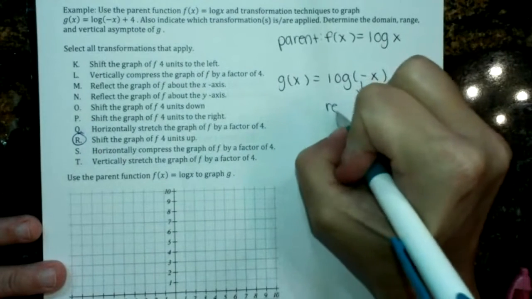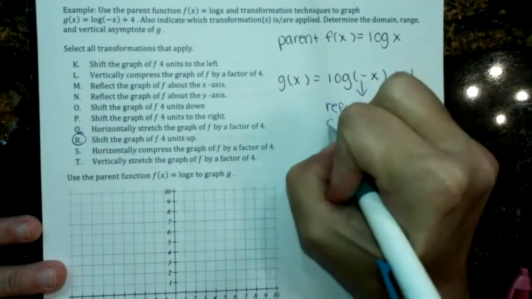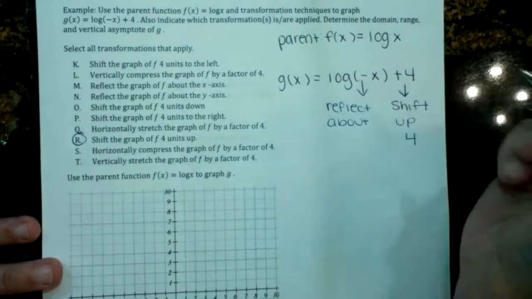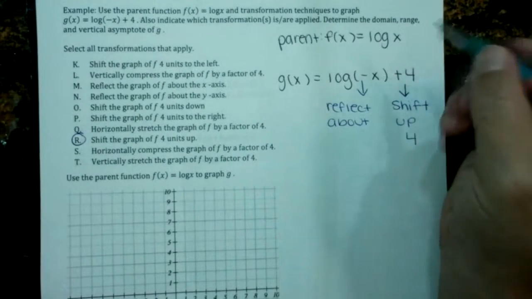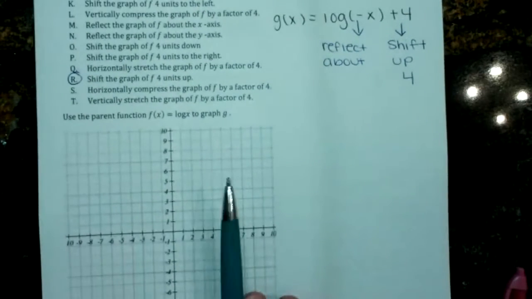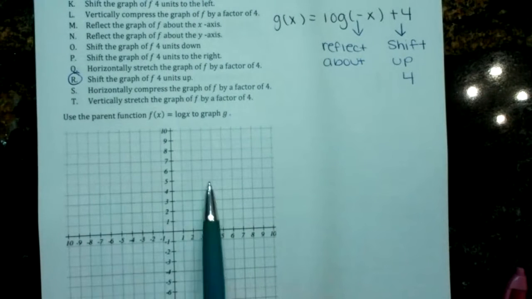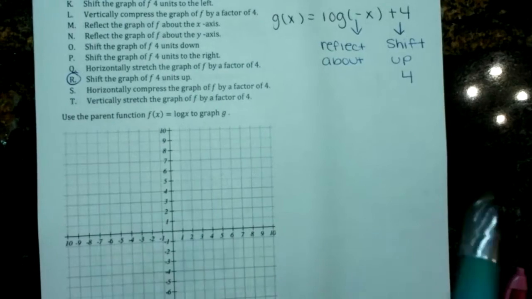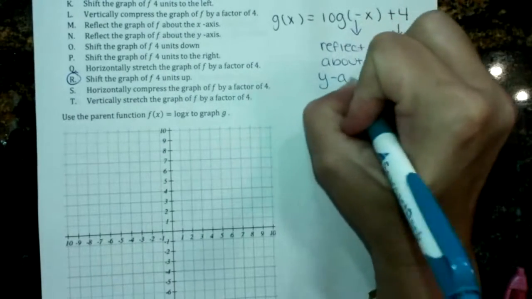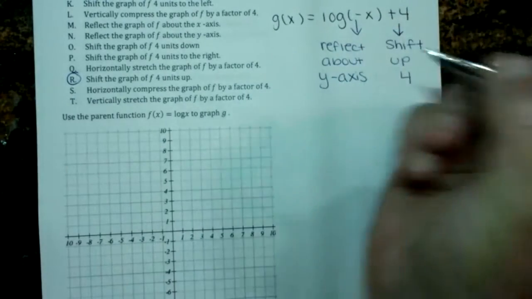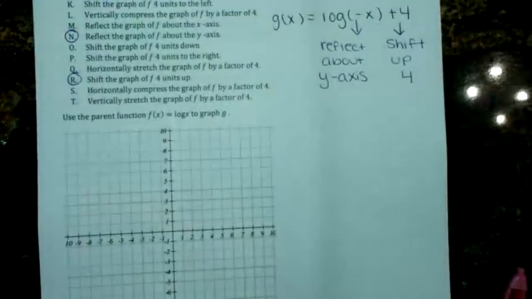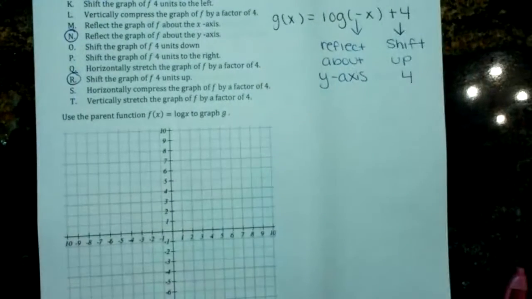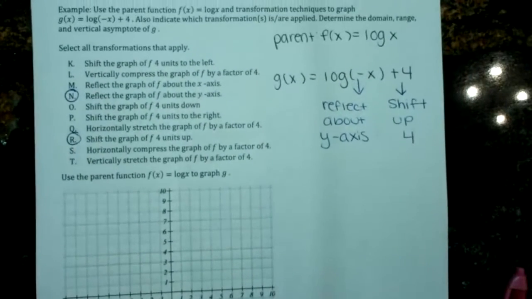Then we have this negative. We know negatives are going to be reflections about. It's negative x. So that means our x values are literally going to go from positive over here to negative over here. So this is reflecting, or flipping, over our y-axis. It's a reflection about our y-axis. Those are the two things that are happening to log of x. So those are our two transformations. So now we can graph this thing.